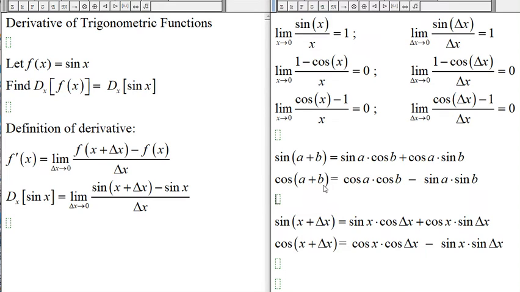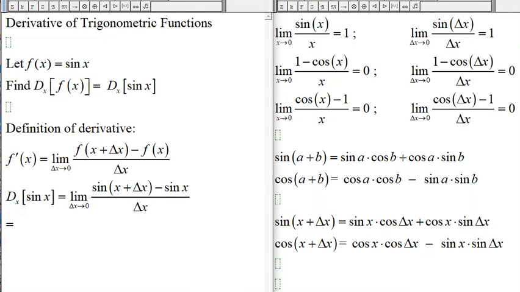And then also from trigonometry, we have these formulas. Sine of a plus b is sine of a cosine of b plus cosine of a sine of b. And cosine of a plus b is cosine of a times cosine of b minus sine of a times sine of b. So instead of a and b, if we have x and delta x, then we'll get similar results. These are identities that we get from trigonometry.